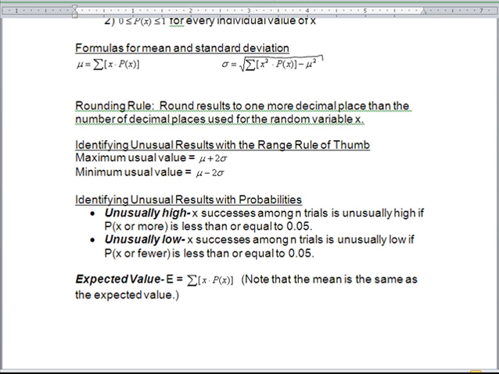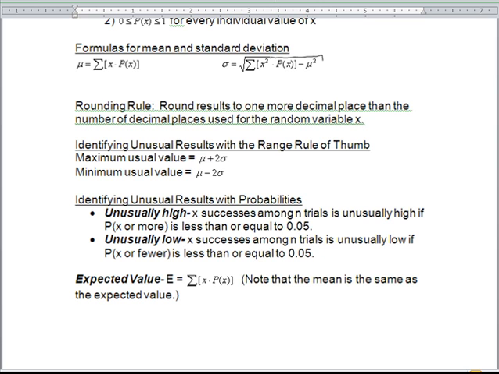Unusual results: an unusually high result is when x successes among n trials gives us a probability of x or more that is less than or equal to 0.05. It's unusually low when the probability of x or fewer is less than or equal to 0.05. So again, with probabilities, the unusual is identified with the division at 0.05.